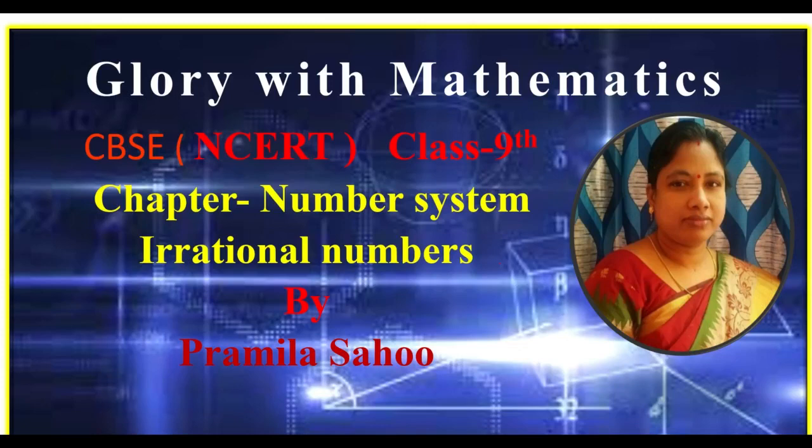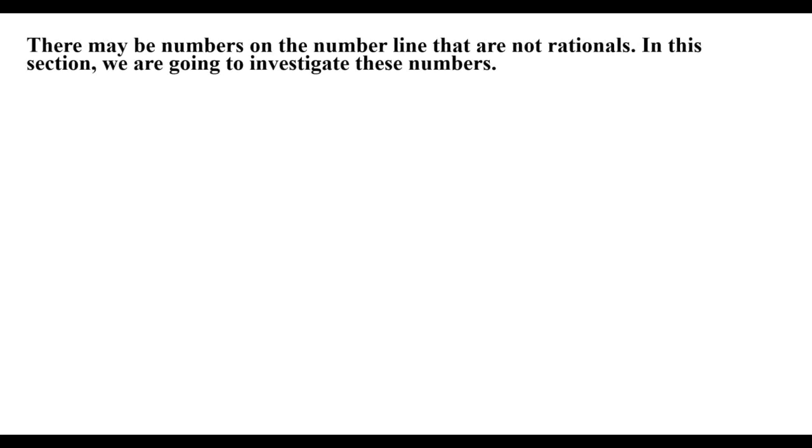Dear students, let us start the topic irrational numbers from the chapter Number System. Already you know about rational numbers. Rational numbers are the numbers which can be represented in the form of p by q, where p and q both are integers and q is not equal to 0. There may be numbers on the number line that are not rationals. So in this section we are going to investigate these numbers, the numbers which are not rationals.